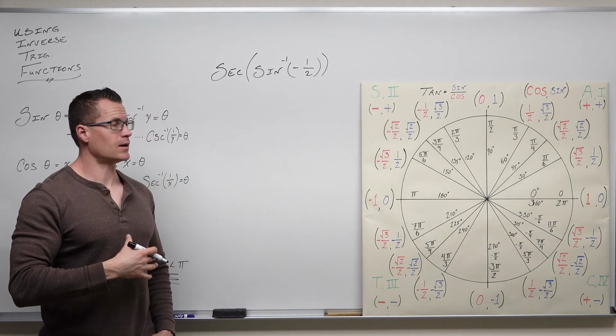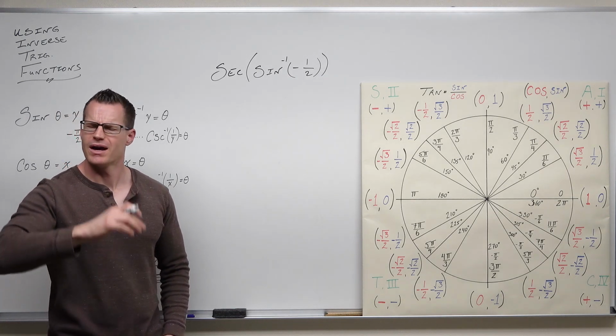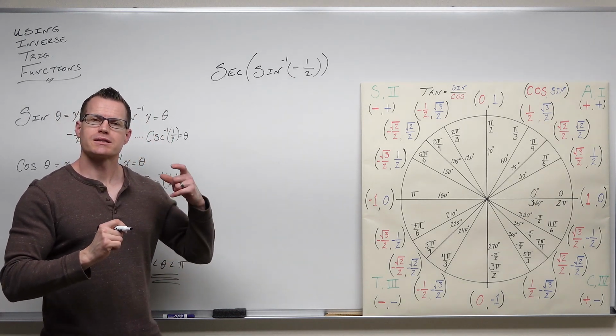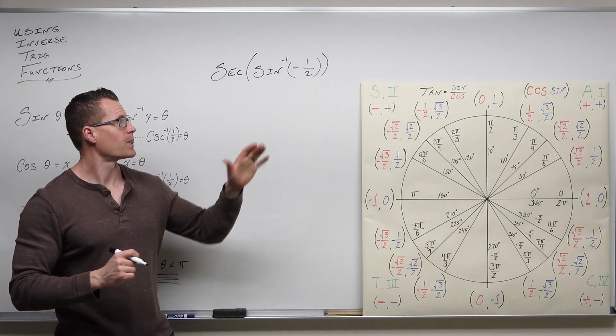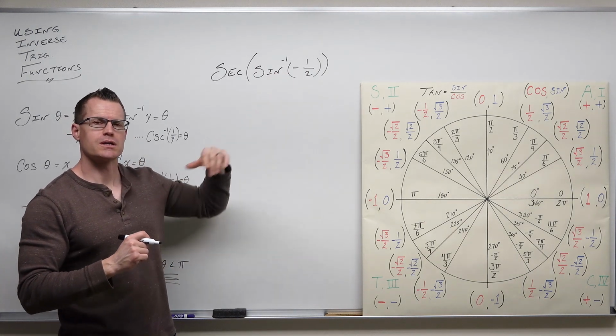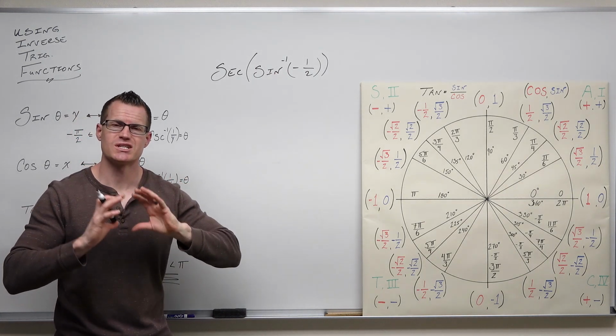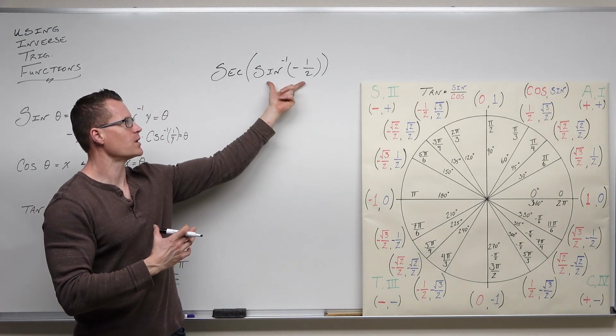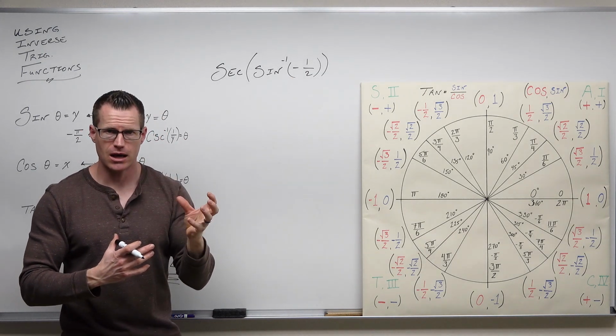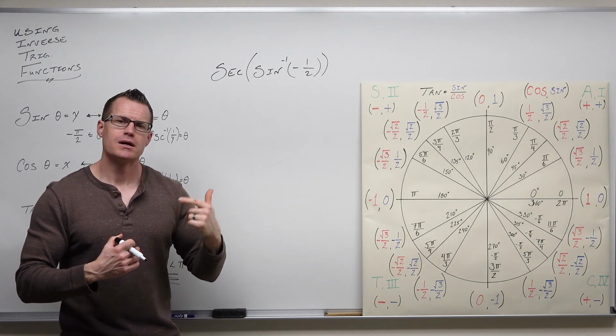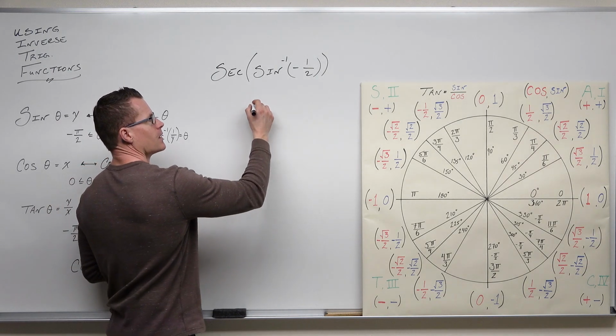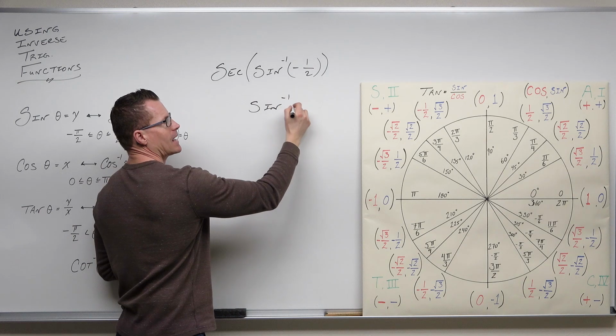So we have secant of sine inverse of negative 1/2. Right in your head, right now, think secant requires an angle as an input. We look inside. Okay, is this an angle? Sine inverse. Inverse trig functions give you out angles. So if we evaluate that, we are going to have an angle out. That's what this says. Sine inverse says, I'm going to give you out an angle.